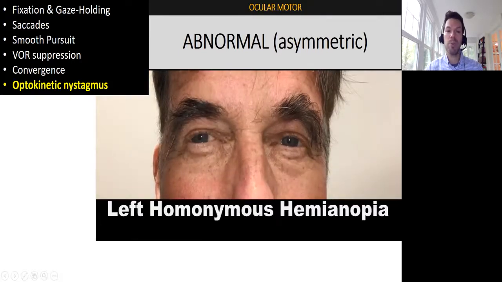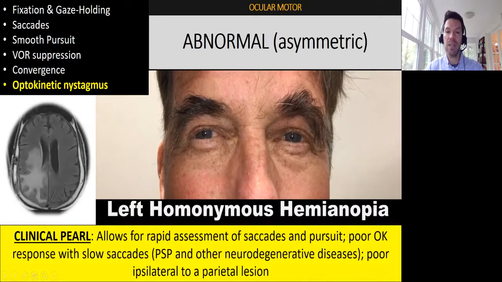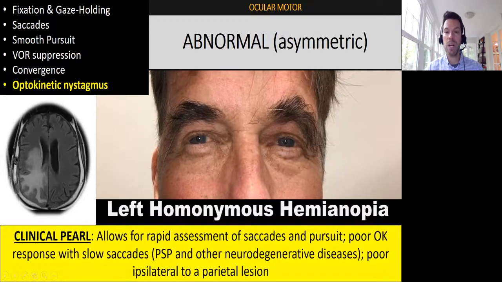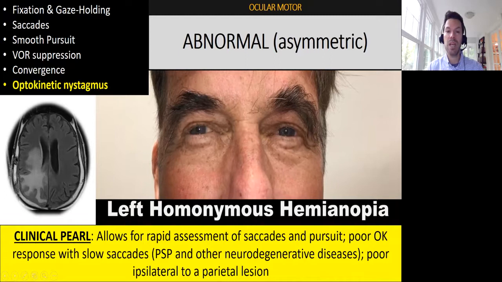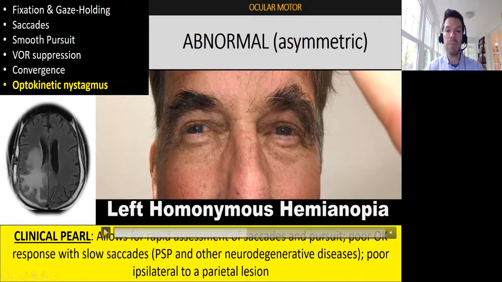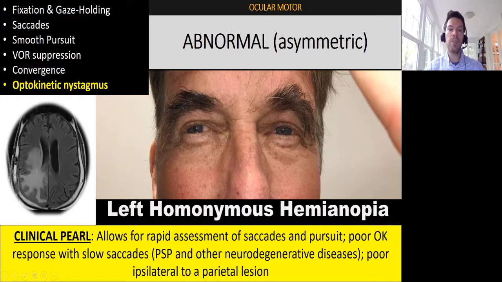So if you have a problem generating optokinetic nystagmus in one direction, it's going to be ipsilateral. Let me just pause this. It's going to be ipsilateral to the side of the lesion. The optokinetic nystagmus pathways originate in the parietal lobe. This patient had a right-sided parieto-occipital lesion that caused a left homonymous hemianopia.